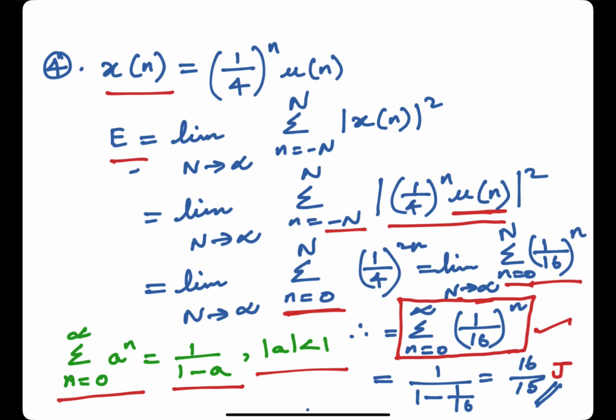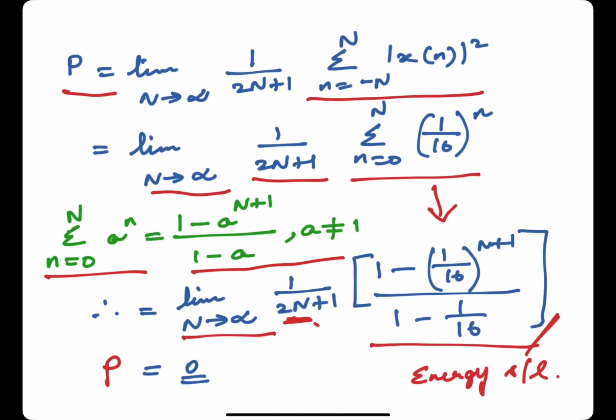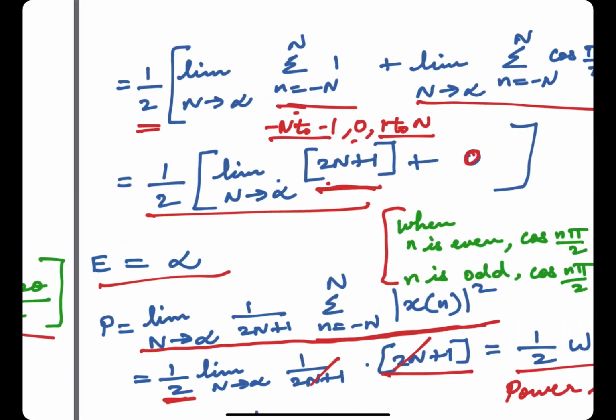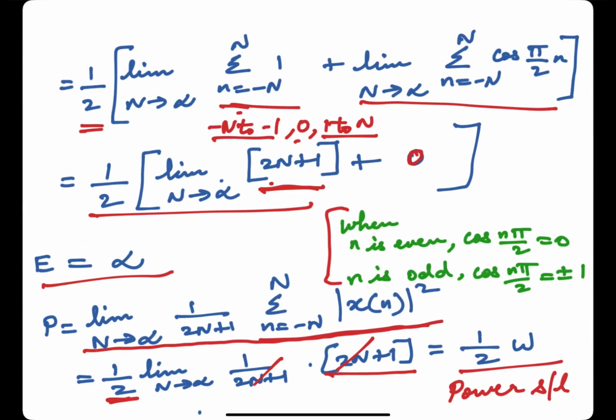Then we went on to discrete time signals. While using discrete time signals, we should be aware of the summation formulas. This is one example, and this is another summation formula we need to note down. And then this is another example, x of n equivalent to cos pi by 4n. Thank you.